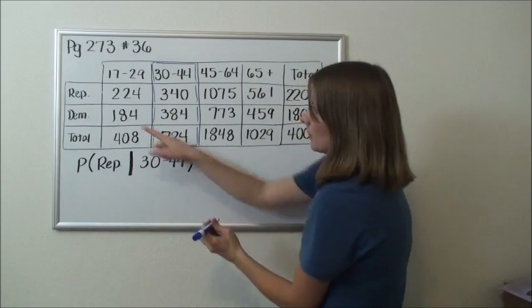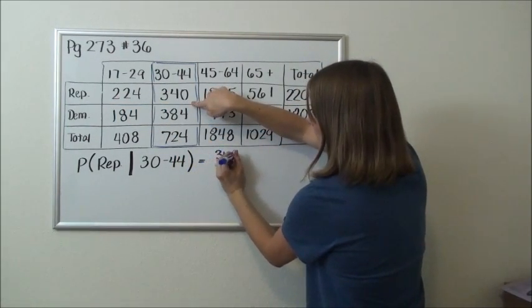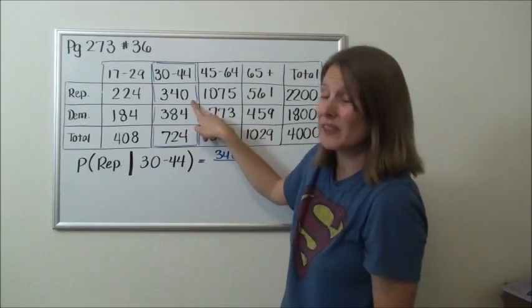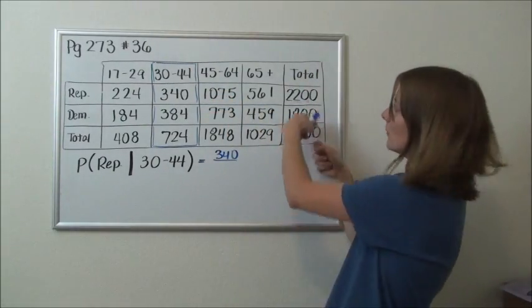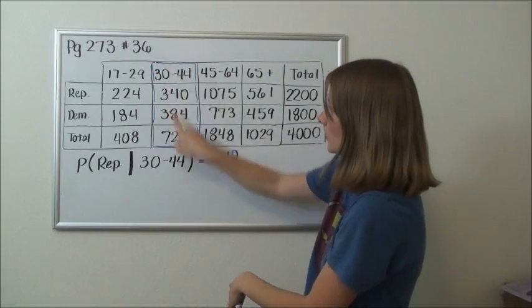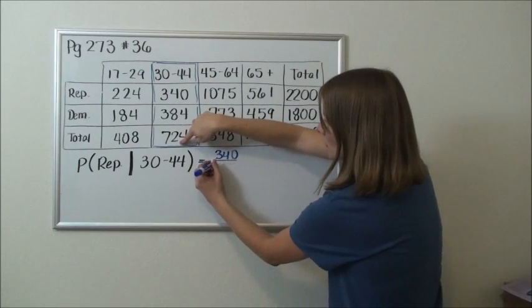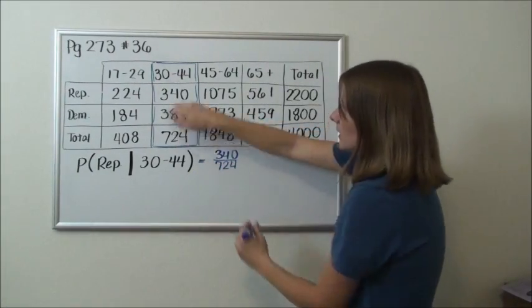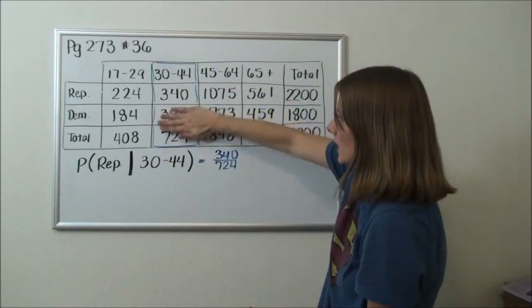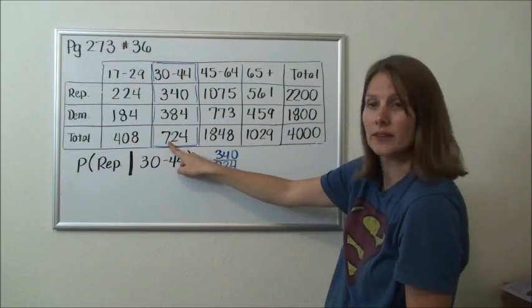Well, that's going to be how many Republicans are in this area. There's 340 of them. And how many people are in that area. It's not the 4,000, because that was looking at a bunch of other stuff I didn't want to know. I want to assume this is all I'm looking at. So the only number of people in here is the 724. So given that I only look at this age group here, the probability someone's a Republican is 340 out of only 724.